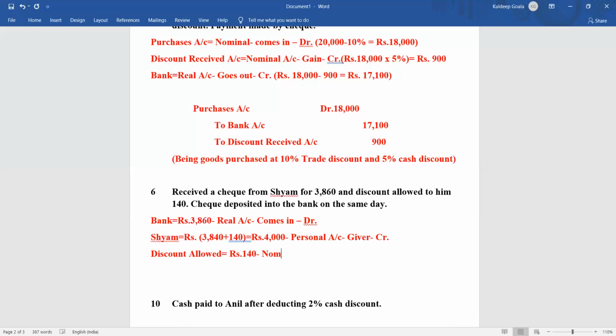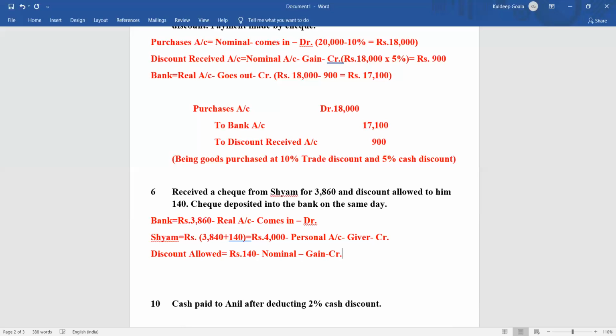Then comes next, discount allowed. Discount allowed, we know it's a nominal account. Discount received means it is a gain for us. Now we know debit losses and expenses, credit gains and income. Since the discount we are receiving is a gain for us, it will be credit.